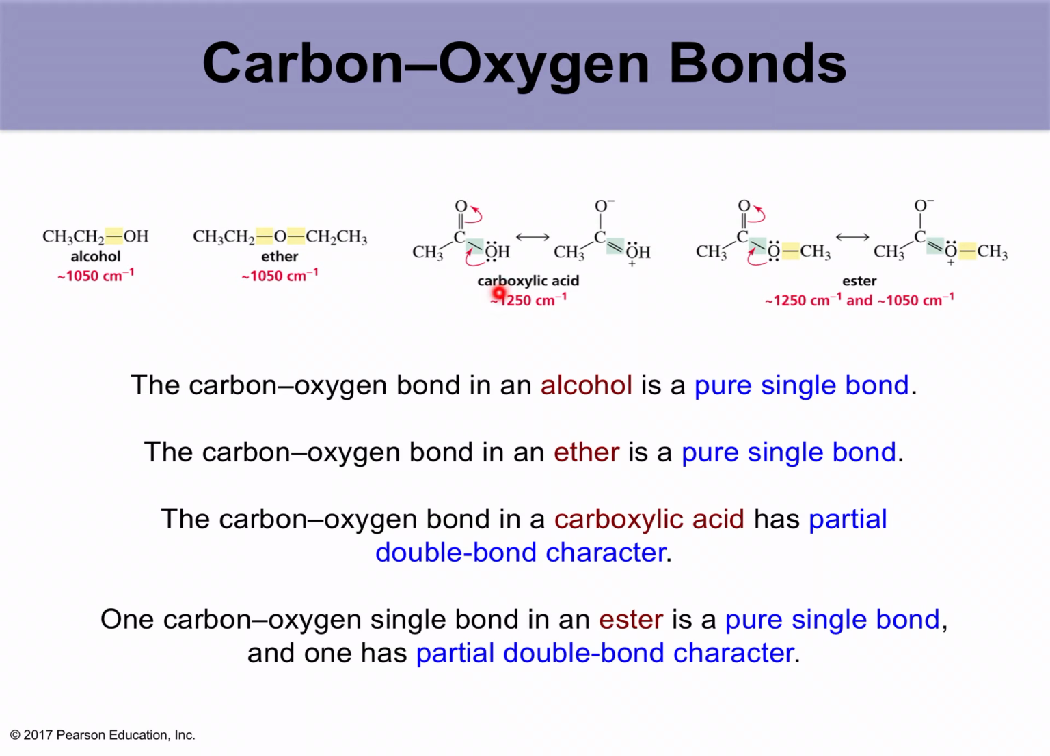So it would stretch at a higher frequency compared to the carbon oxygen bond of an ether or the carbon oxygen bond of an alcohol, 1250. Okay, so that is the acid, and similar to that in the ester also, instead of hydrogen now you have a methyl group. Same thing, when we are looking at this carbon oxygen bond, it is resonance stabilized like this, so it has single and double bond character and would stretch at a higher frequency.